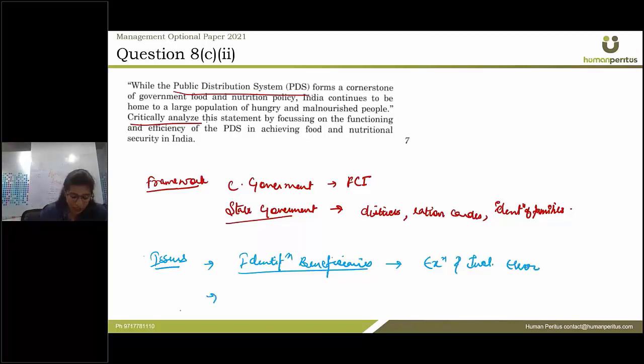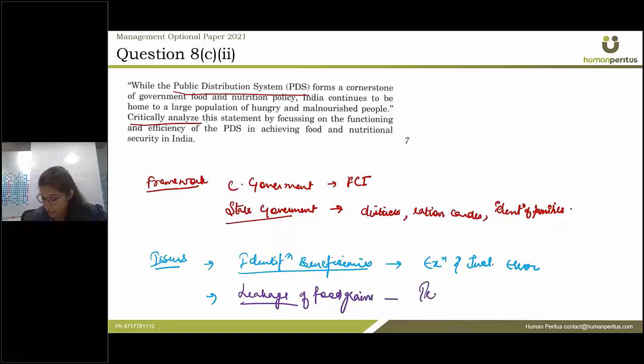Next issue regarding this relates to the leakage of food grains during transportation, and it is also in relation to two things: transportation and black marketing.